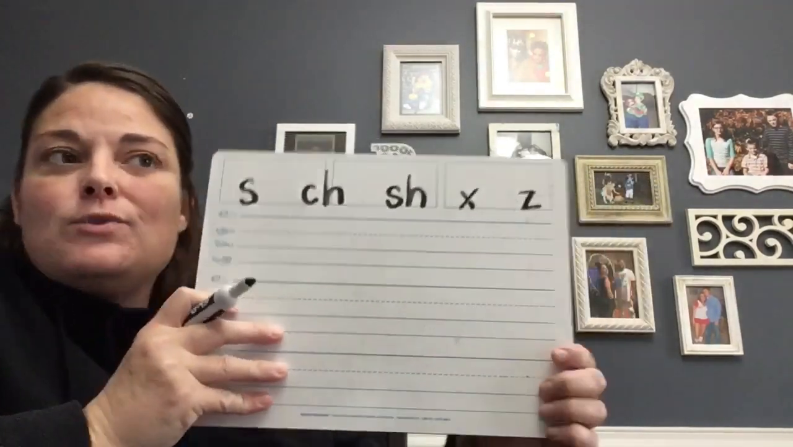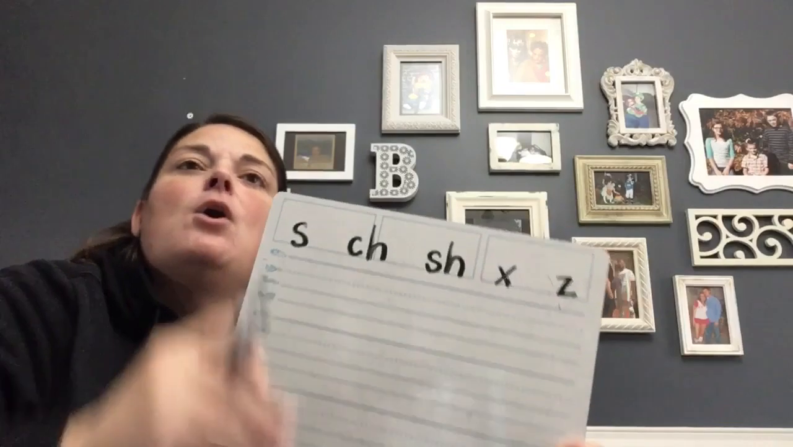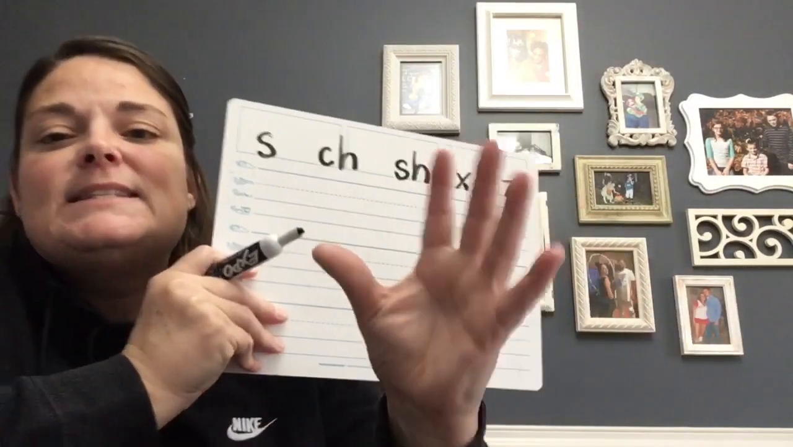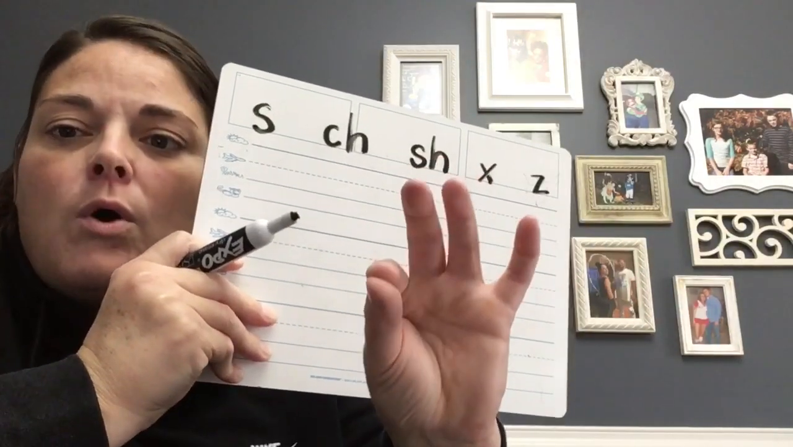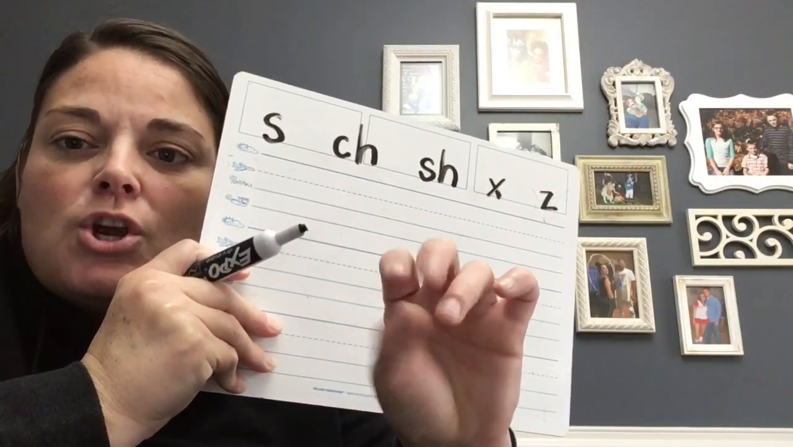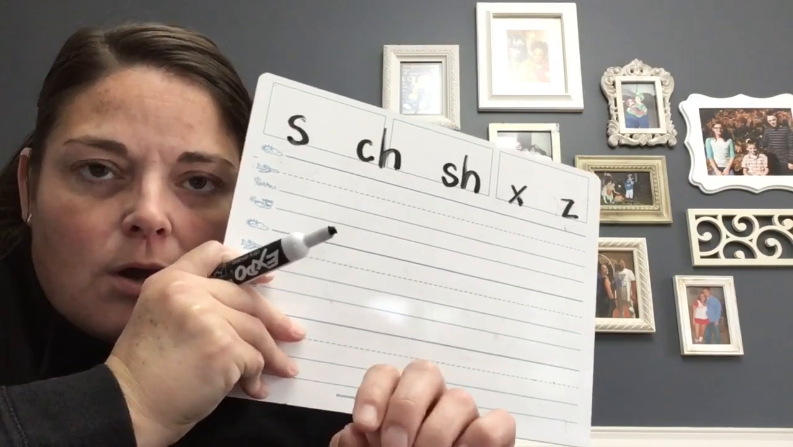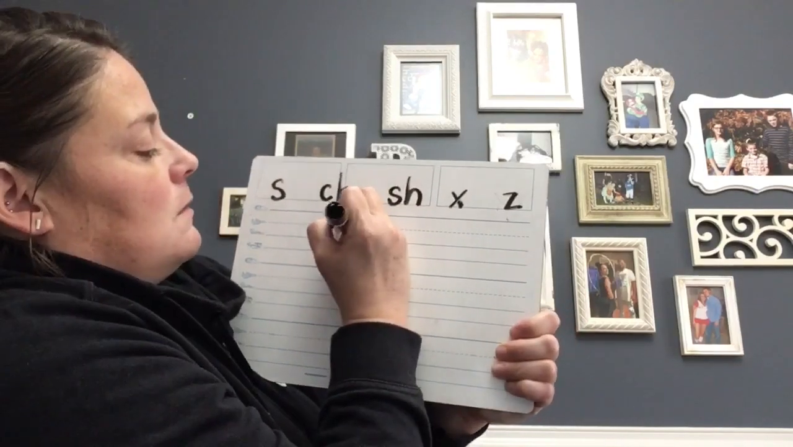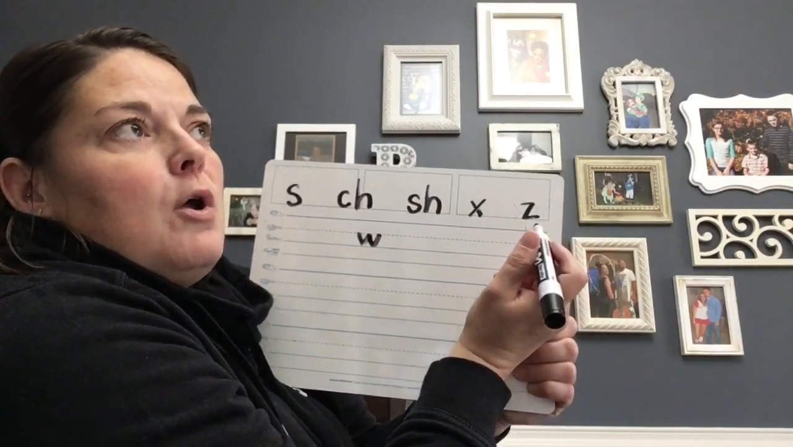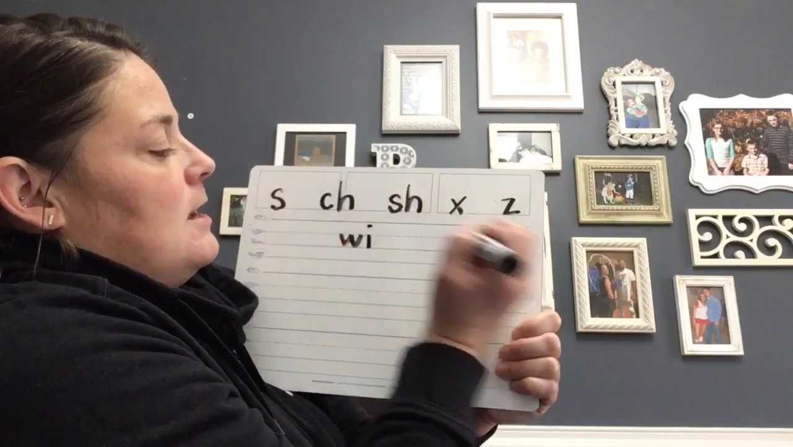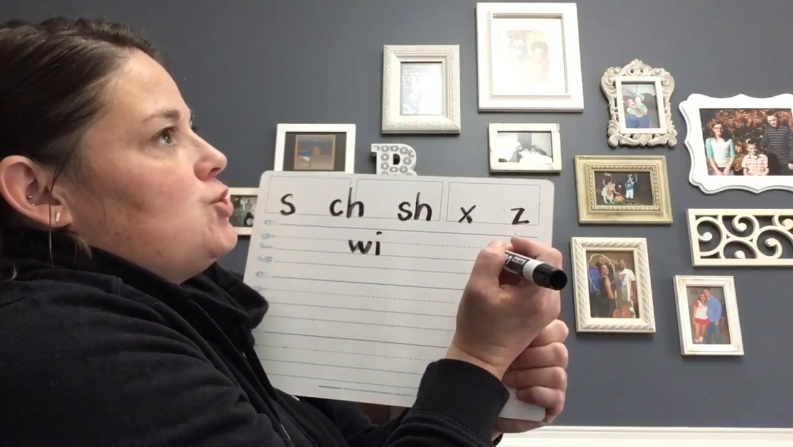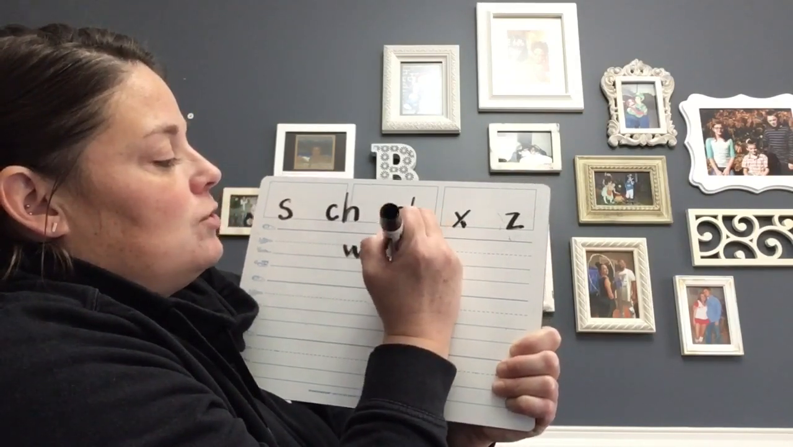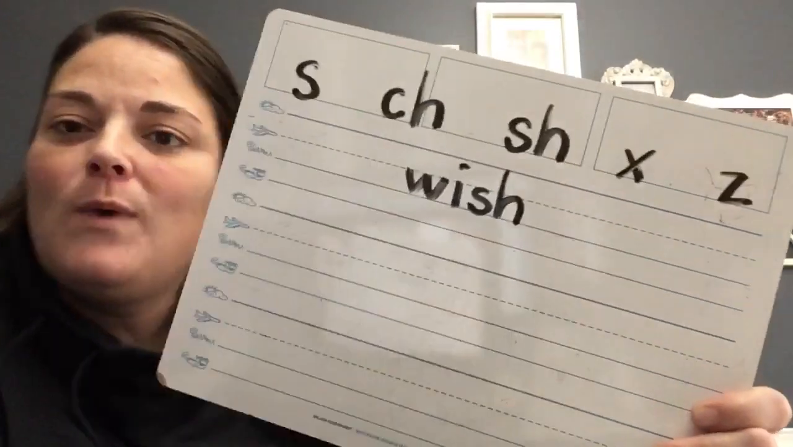Wish. So we don't tap wishes, we tap wish and then add the suffix. So let's tap wish. W. I. Wi. Wish. SH. Wish. There's the base word, wish.